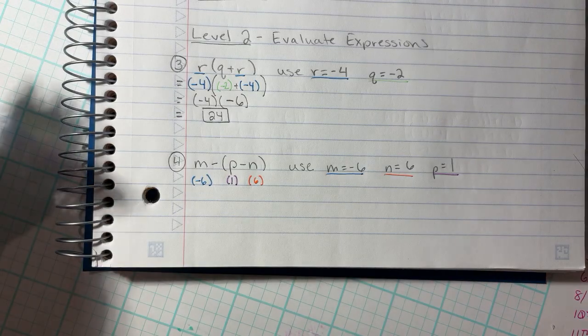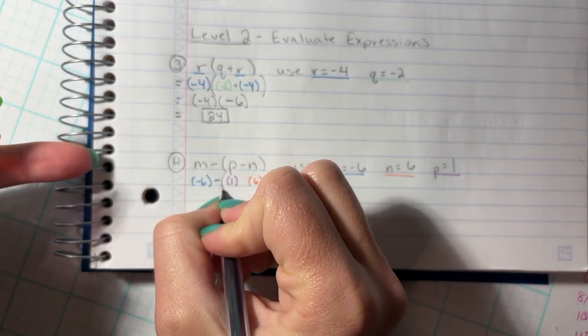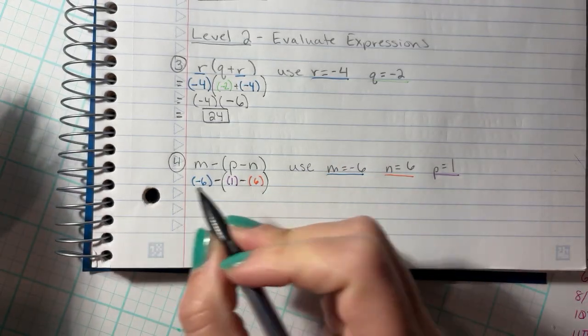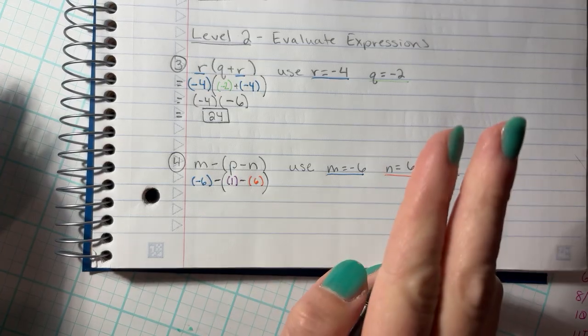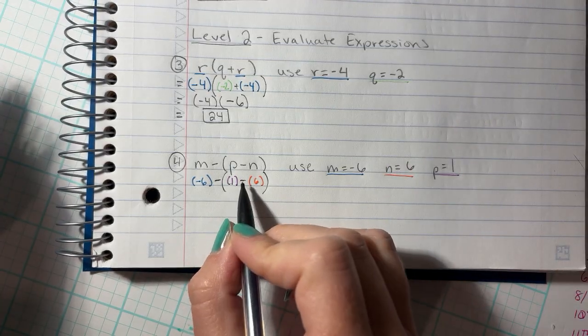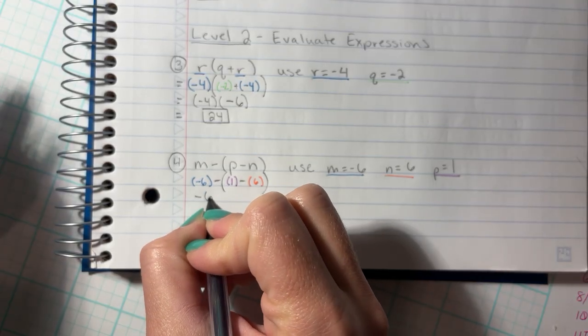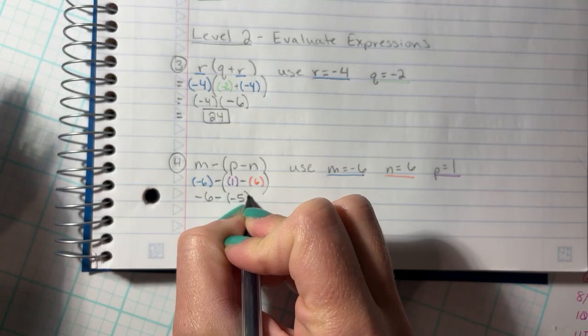Now, all the other symbols that are going on here, we're going to keep them. They aren't going anywhere, okay? All we did was change the letters. I got a big parentheses here, so I'm going to deal with that first. We got 1 minus 6, so this leaves us with -6 minus -5.